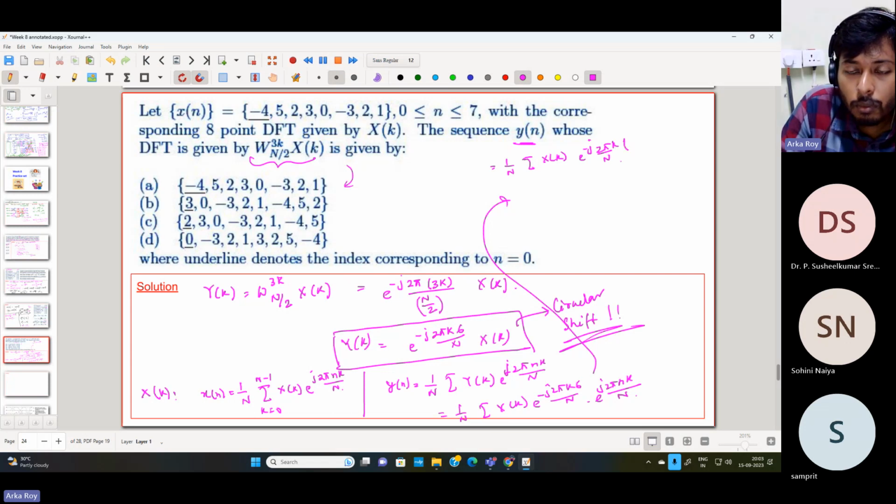So therefore, we have been left with n minus, or we can take plus over here. So n minus 6. When I open this bracket, I will get the same situation. And the summation variable k is running from 0 to N minus 1 over here. So that is what y[n] looks like, and this is what x[n] looks like.